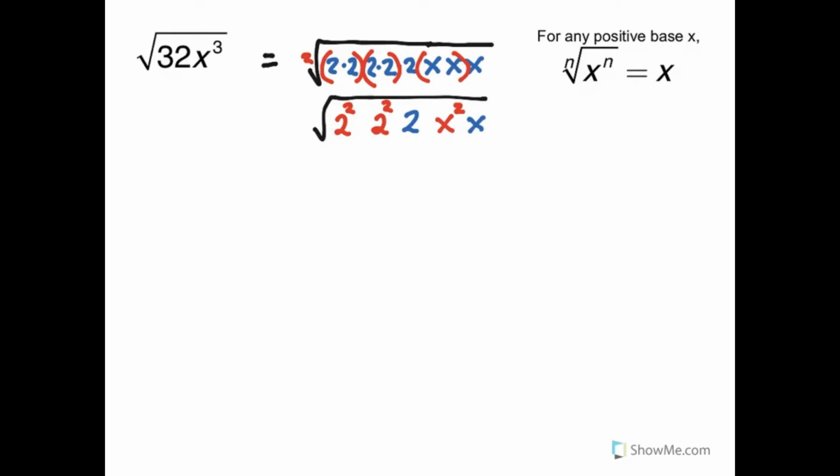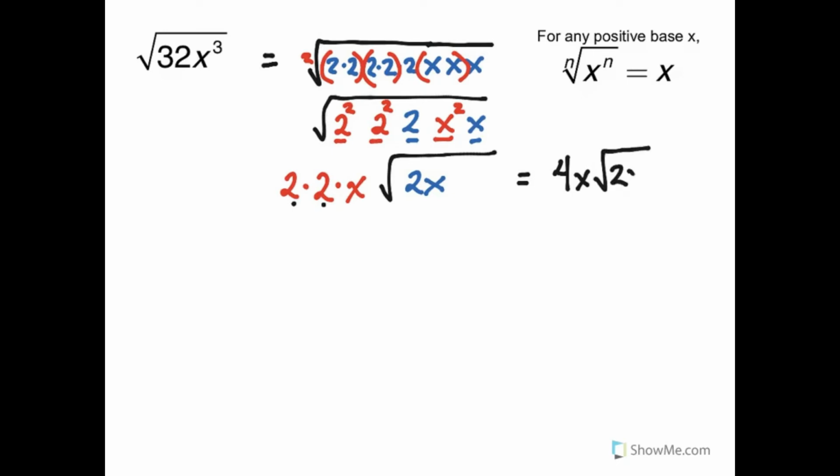So a square root undoes a square. That 2 comes outside the square root. A square root undoes the second square, and we have another 2 outside. And a square root undoes the square on x squared, and we have x outside. The factors of 2 and x don't have a pair to take them outside, so they have to stay in. So when we simplify this expression, we write it as 4, that's 2 times 2, x, times the square root of 2x.